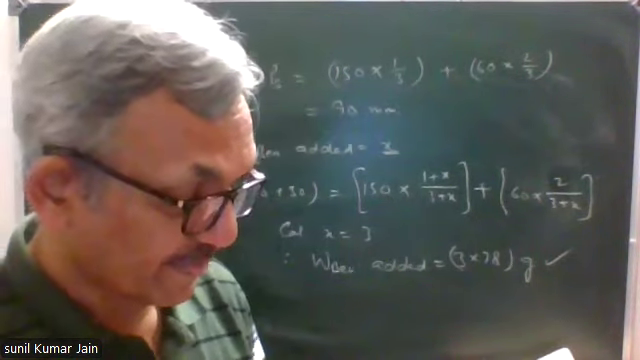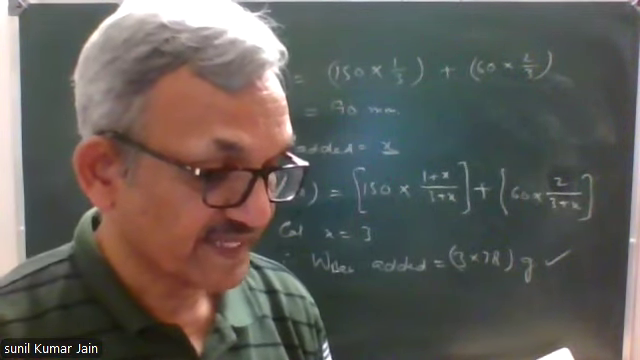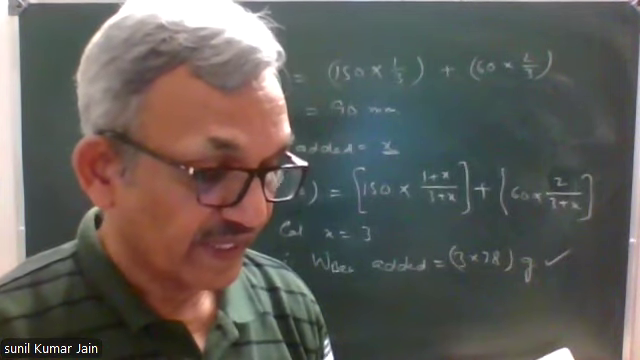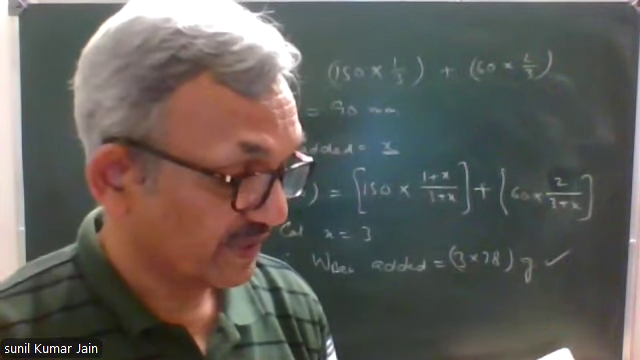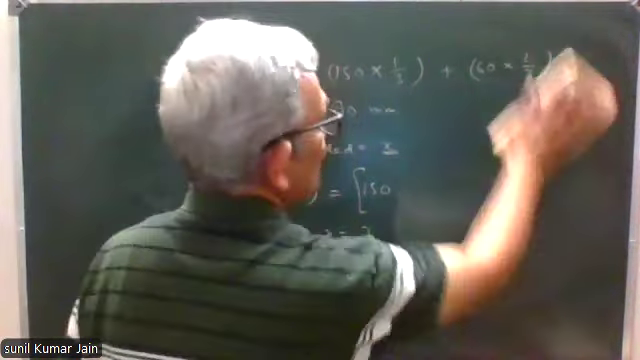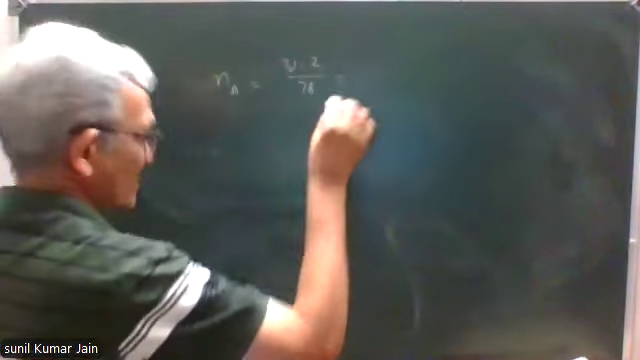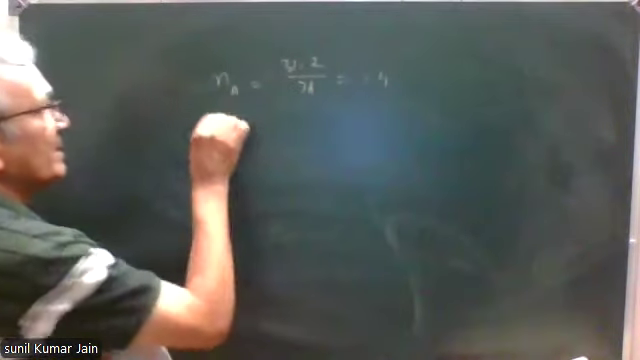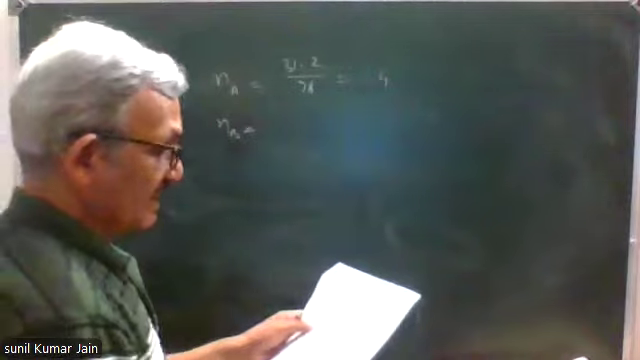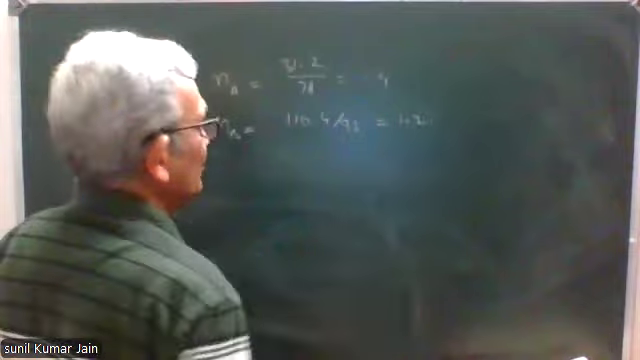Next numerical, 7th. Calculate mole fraction of A in the vapor phase above the solution prepared by mixing 31.2 grams of A and 110.4 grams of B. Vapor pressures of pure A and B are given. These are 80 and 40 millimeters respectively. First, number of moles of A will be 31.2 divided by molecular weight 78. This is 0.4. Number of moles of B will be 110.4 divided by molecular weight 92, that is 1.2.